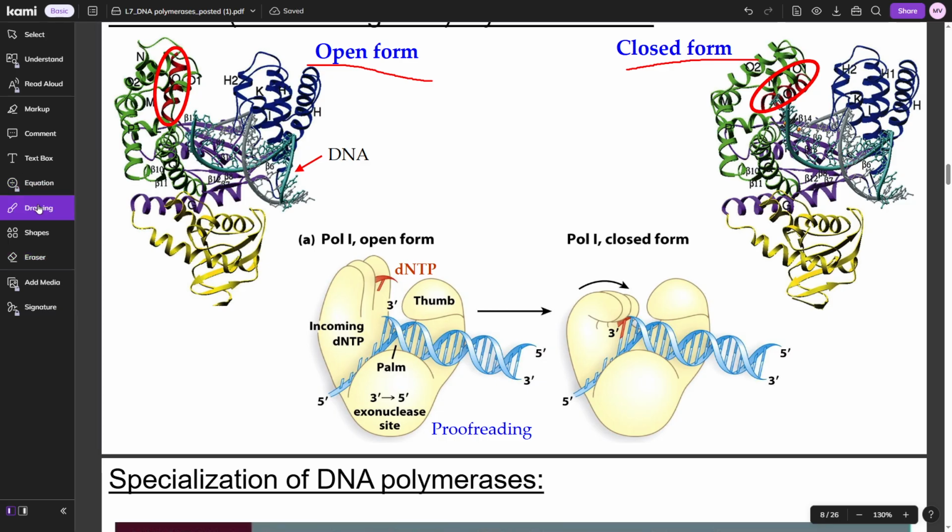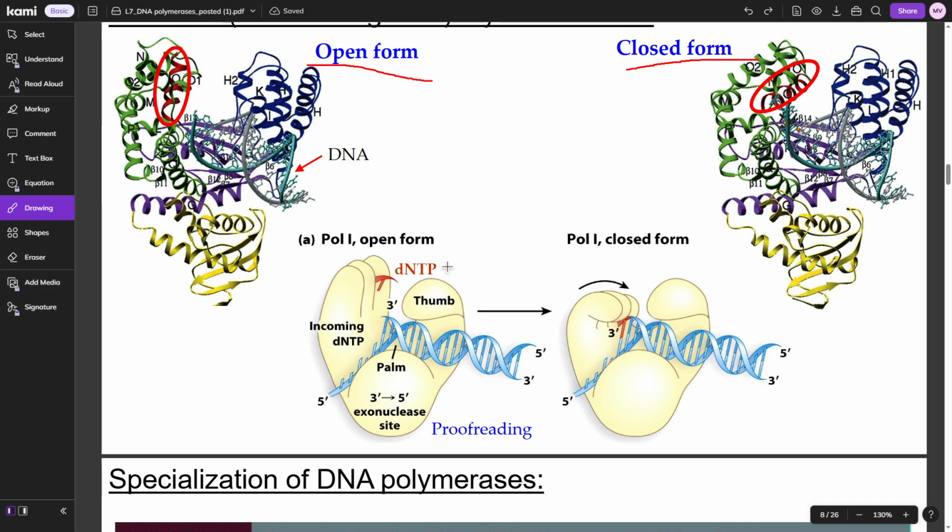In the open form, you grab a dNTP, and then when you're ready to actually input that dNTP into the growing strand, you close the hand. The nice thing about the exonuclease activity here is that if you accidentally use the wrong base, so let's say you grab a base and you go into the closed form, like this form here, and the base doesn't fit properly, you can use this 3' to 5' exonuclease to remove this base, and then the whole thing can reset again.